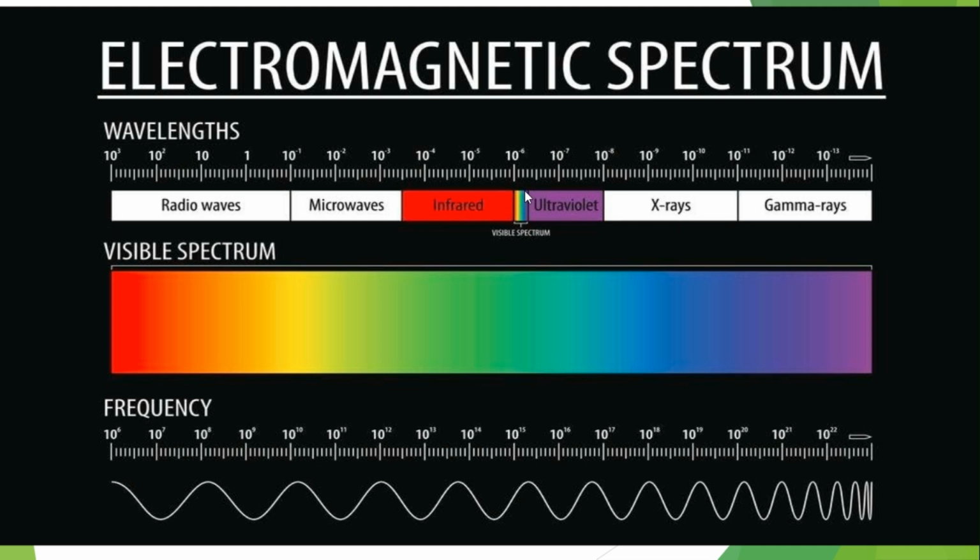Literally, the only thing that we see in this electromagnetic spectrum is the colors ROY G. BIV. That's red, orange, yellow, green, blue, indigo, violet. That is literally everything that we see, this small little sliver here. Everything else we're completely blind to.